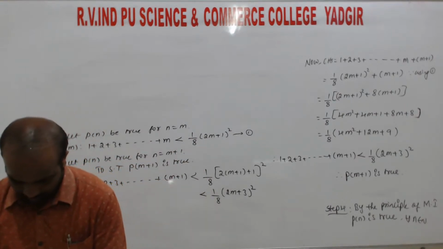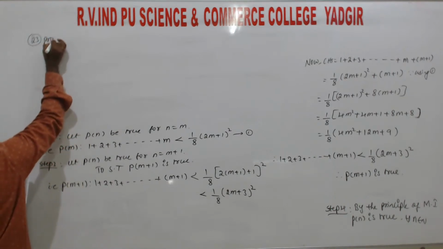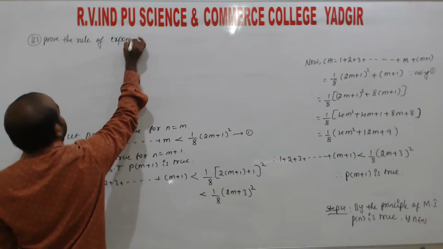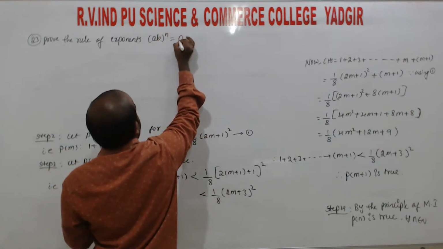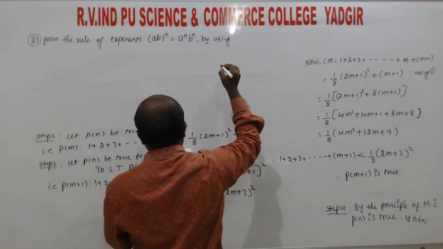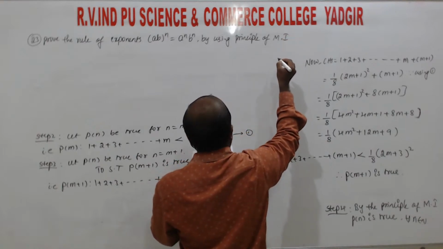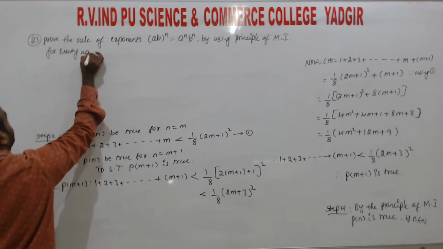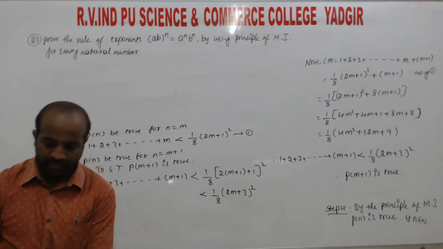Next question. Prove the rule of exponents (ab) whole power n is equal to a to the power n into b to the power n, using the principle of mathematical induction, for every natural number. This one is also a very simple question.